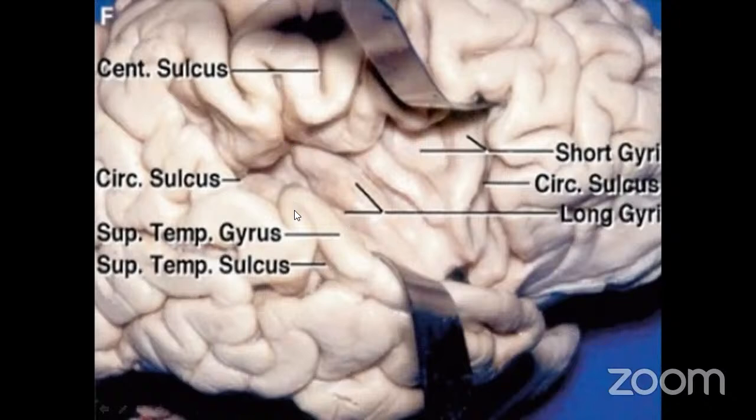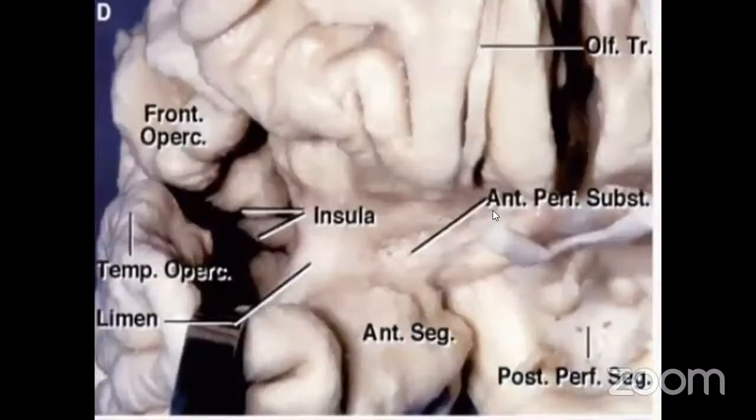We can see that this portion of the superior temporal gyrus that is retracted away is the temporal opercula. This one is the frontal opercula, and posteriorly we've got the parietal opercula behind the central sulcus. So opercula means lid. It's a lid covering the insula.